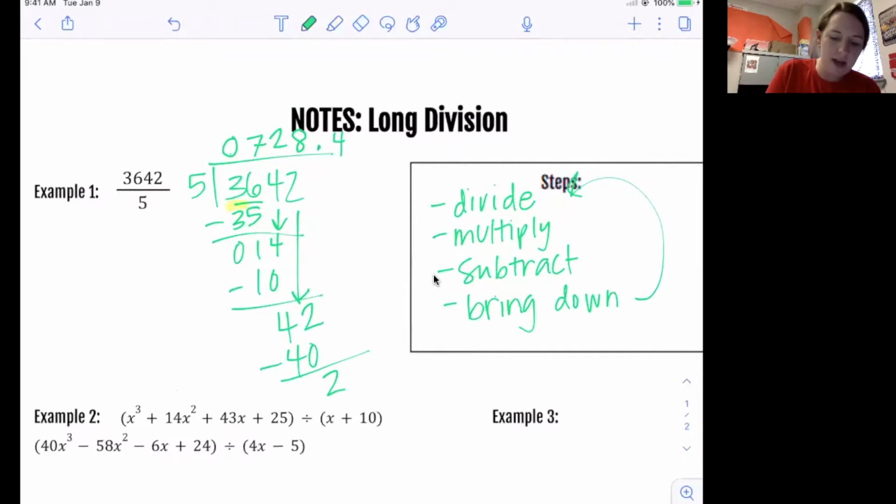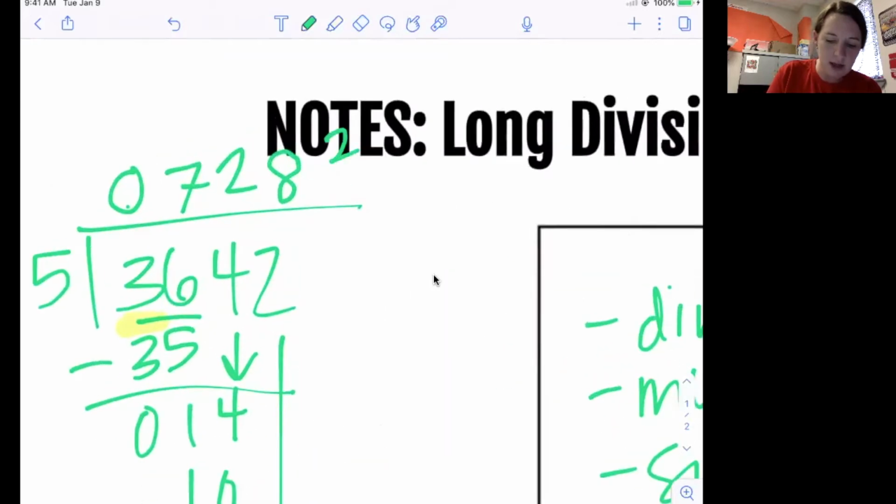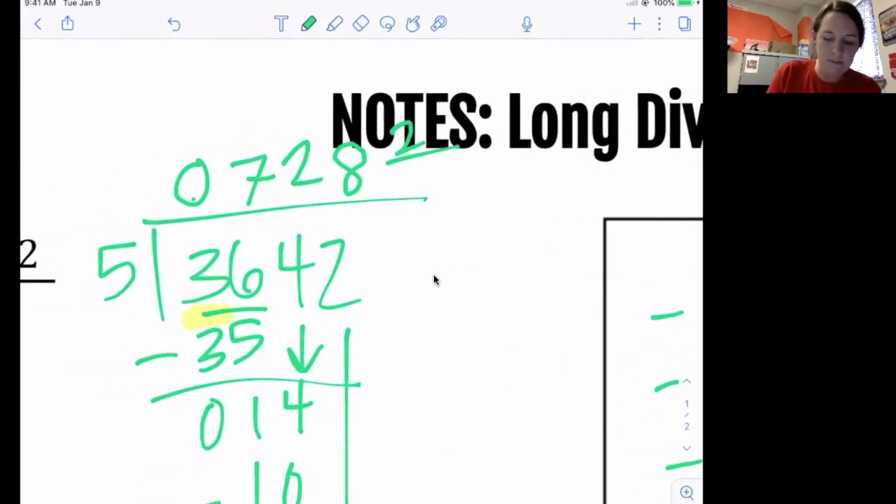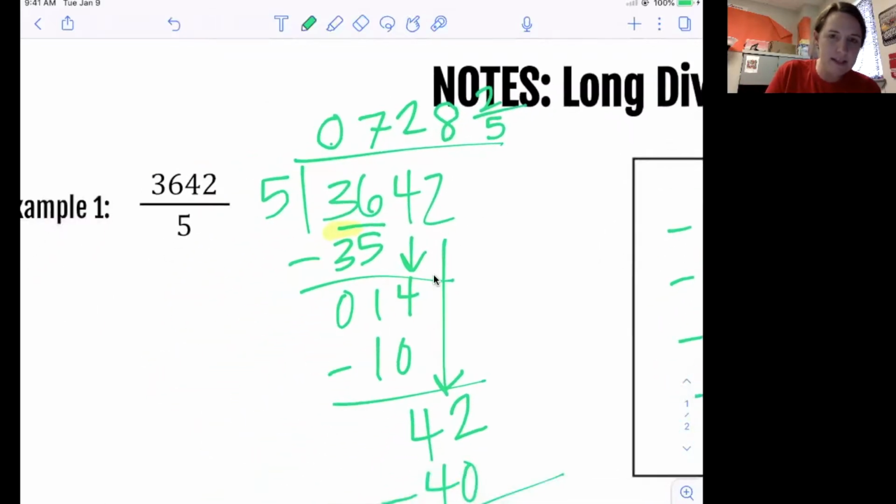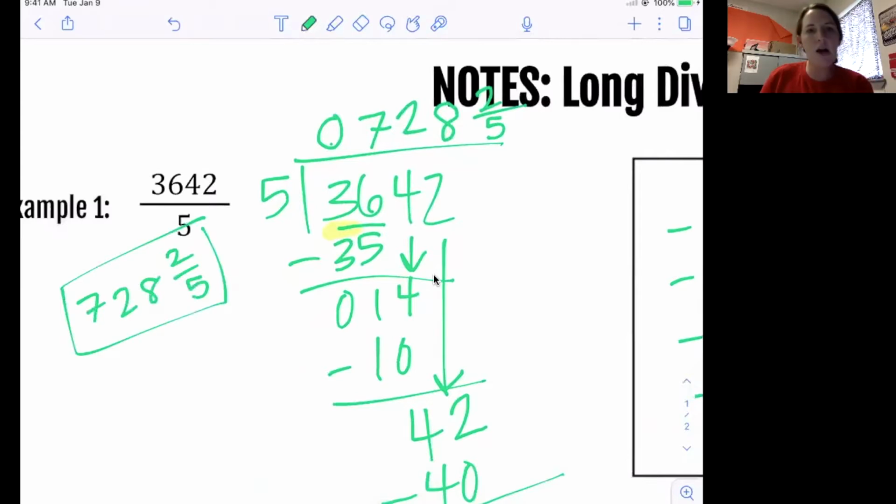We're also not going to do that. Okay, our third option is to write the remainder as a fraction. So I have 2 as the remainder, and 5 is what I'm dividing by. So technically 2/5 is 2 divided by 5. So we could say that this division problem yields a response of 728 and 2/5. We're going to be writing our polynomial remainders in fraction format.